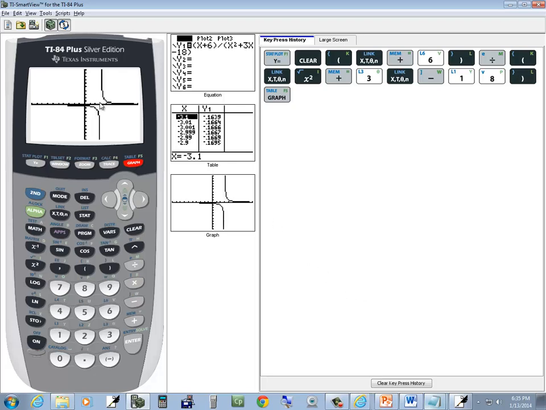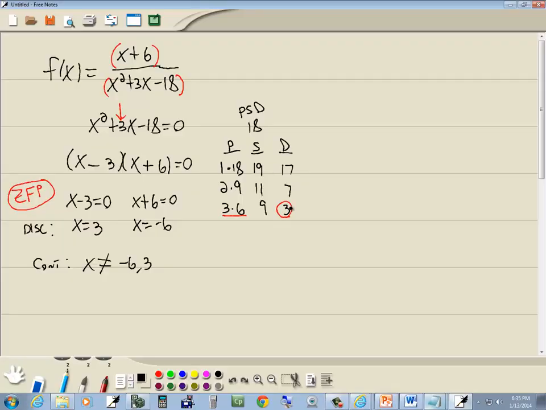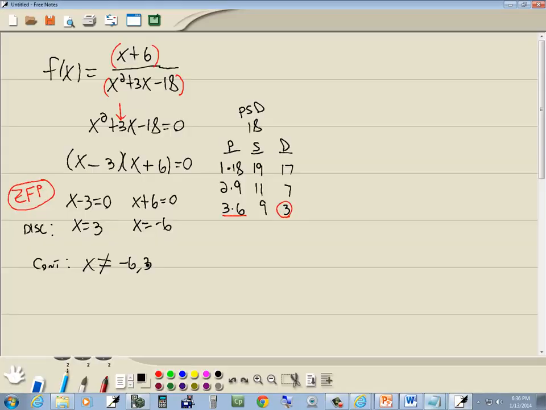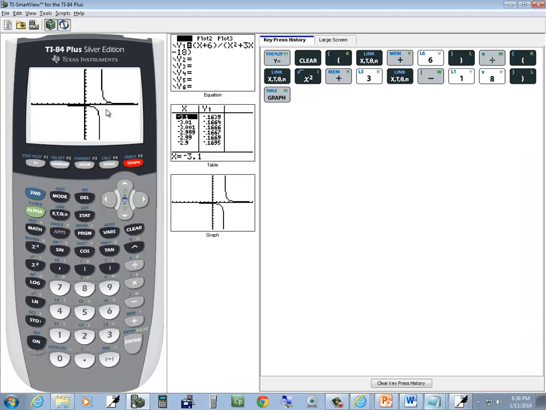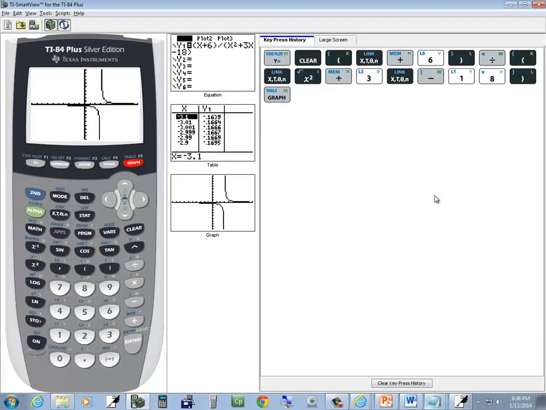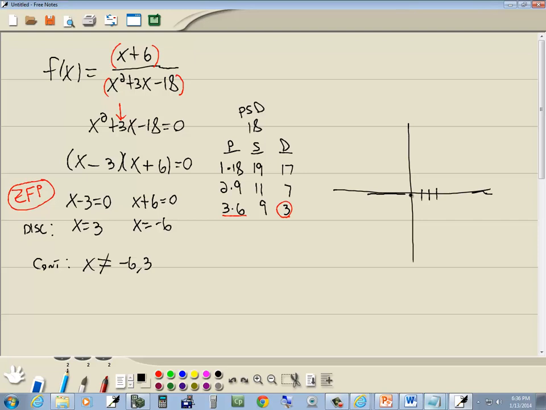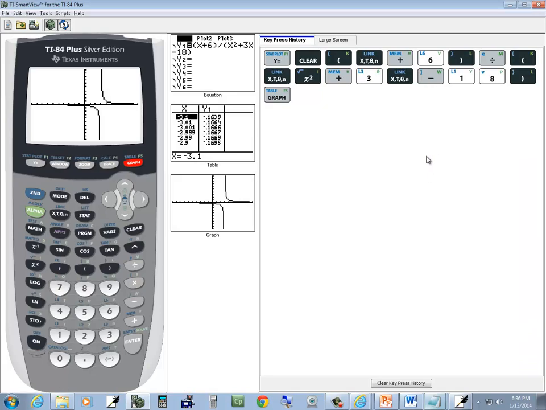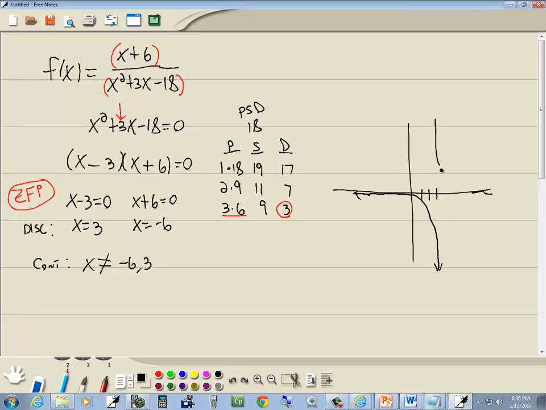Now we got 1, 2, 3. We said it's discontinuous at x equals 3, and we see we have a gap at 3. So we got a gap in our graph. Let me sketch that. Okay, something like this, and something like that.